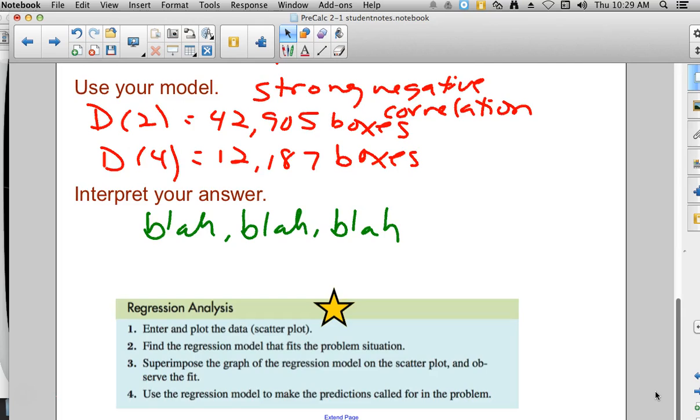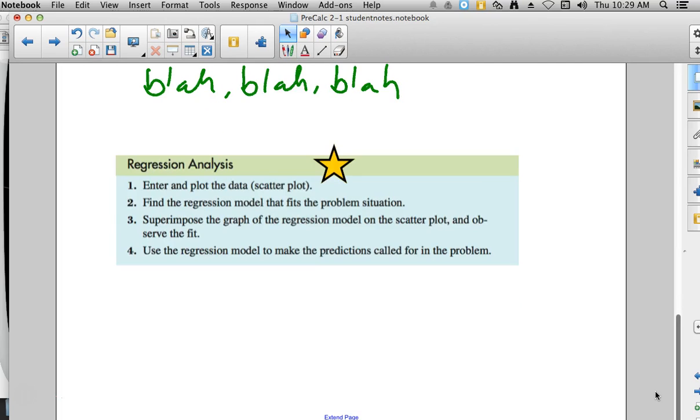And last but not least, regression analysis is what we just did. We're going through and finding all this good stuff. You enter and plot the data in the scatter plot. Find the regression model that fits the problem situation. Superimpose the graph on the scatter plot and observe the fit. Use the regression model to make the predictions called for in the problem.